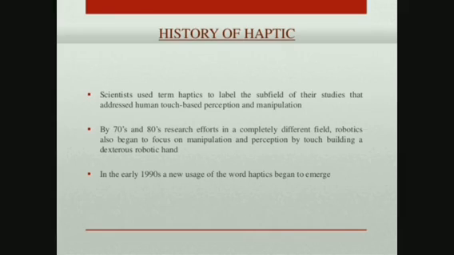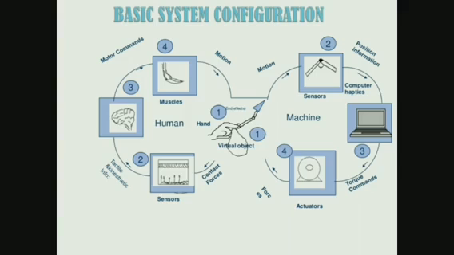History of haptics. In the early 20th century, psychophysicists introduced the word haptic to label a subfield of their studies that addressed human touch-based perception and manipulation. By the 70s and 80s, researchers in a completely different field, robotics, also began to focus on manipulation and perception by touch by building a dexterous robotic hand. In the early 90s, a new usage of the word haptic began to emerge.